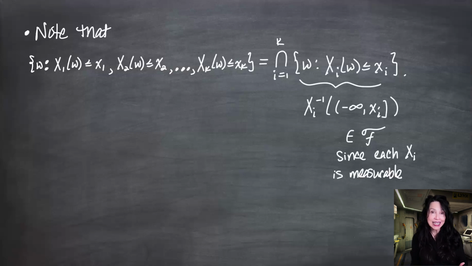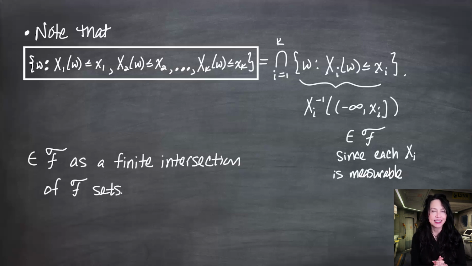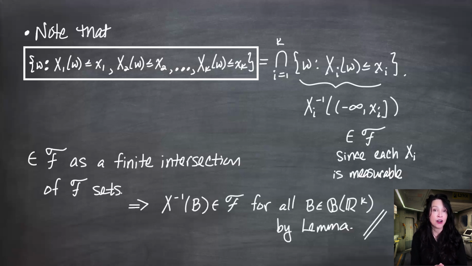So right here, I've got a finite intersection of F sets. F is a sigma field, and it's closed under even countable intersections, finite intersections for sure. And that means that this is in curly F. So what we've seen is that the inverse image of a generating set of the Borel sets in R^k falls in the right place. And by today's lemma, that means the inverse image of arbitrary Borel sets in R^k will pull back under the full function X into curly F.